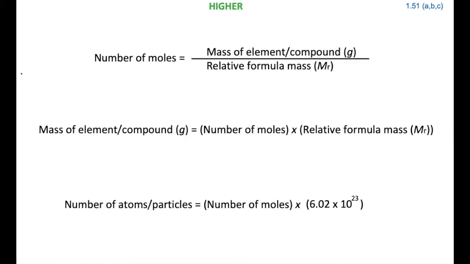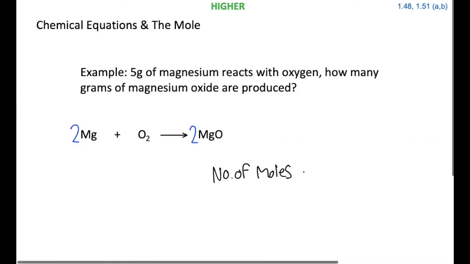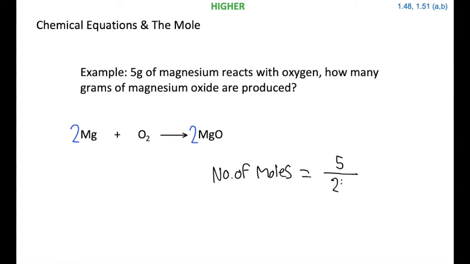If you've watched the last video, you should know how to do this. Using the formula, to get the number of moles, we divide the mass that we've been given, which is 5 grams, by the relative atomic mass of magnesium, or the molar mass, you could say, which is 24. 5 divided by 24 is equal to 0.208 moles when rounded to 3 decimal places. So in other words, 0.208 moles of magnesium has reacted with oxygen.